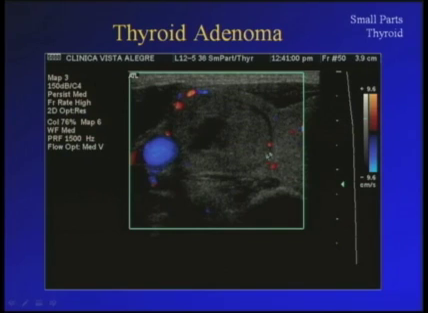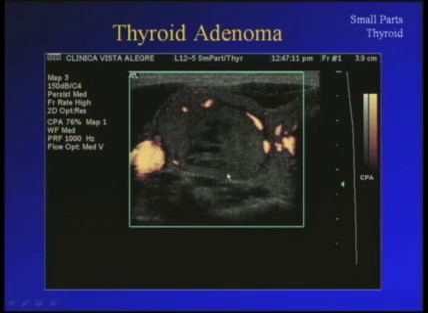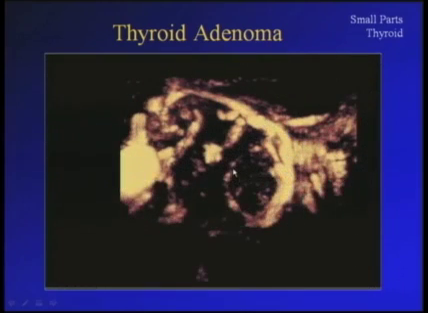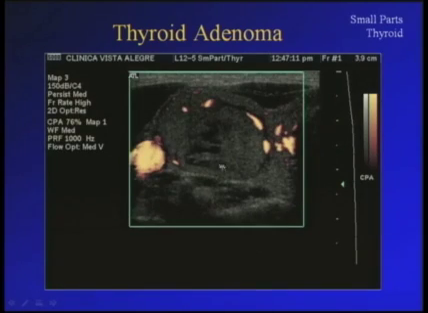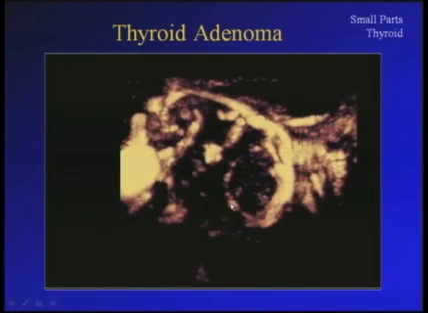Thyroid adenoma with 2D and color Doppler, power Doppler, and here we can see how apparent the vascularization is by using the three-dimensional reconstruction. This is the image obtained by only power Doppler, and this is the image obtained by using the 3D power Doppler.